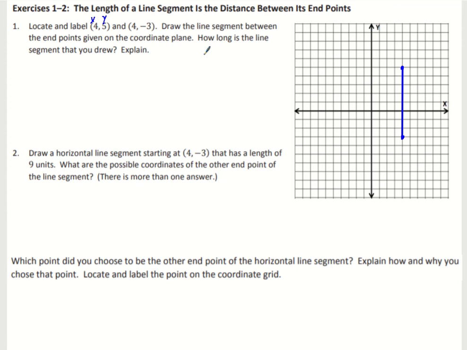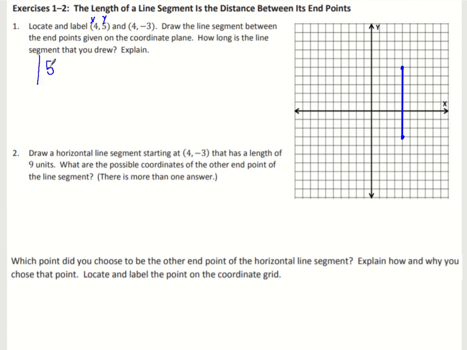But there are going to be times when we don't actually have a coordinate plane. They're just going to give you points and tell you, hey, how long would a line segment between these 2 points be? You don't have a coordinate plane to use. The best thing to do in this case is, well, I know that my x-coordinates are the same, so that means I'm going to be using my y-coordinates to find the distance. And I'm going to be using absolute value to do so.